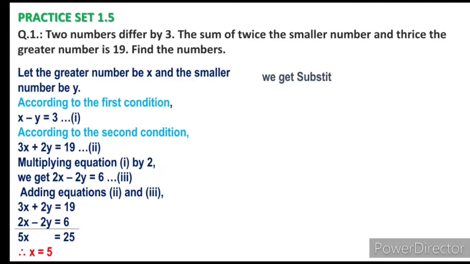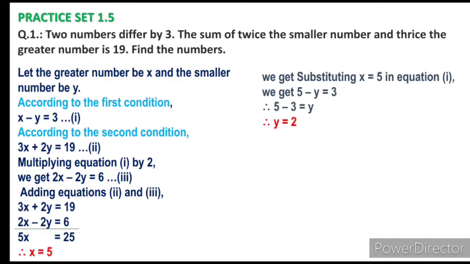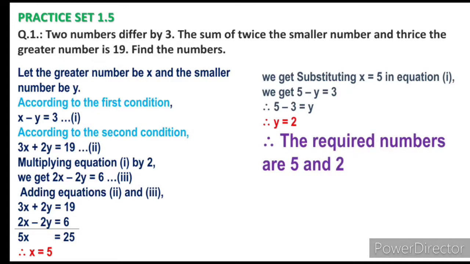So now we are going to substitute the value of x equal to 5 in equation 1. You can substitute in any of the equations of your choice. First we will write the equation and then we'll put the value. So the equation is 5 minus y equal to 3. y will go on that side and 3 will come on this side. So therefore y equal to 2. Therefore the required numbers are 5 and 2.